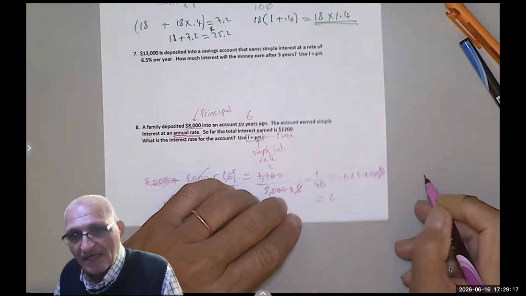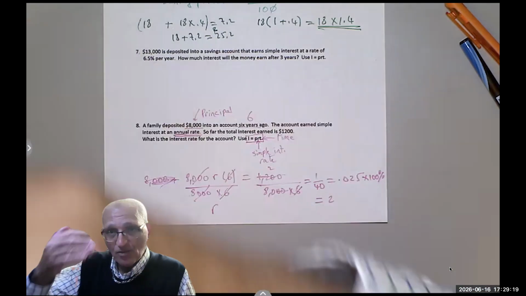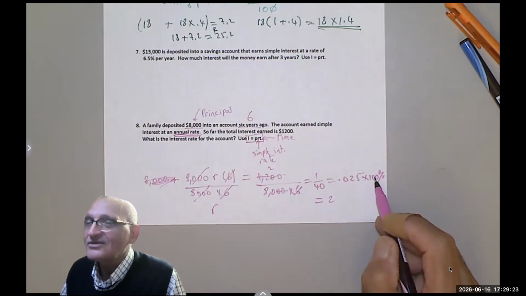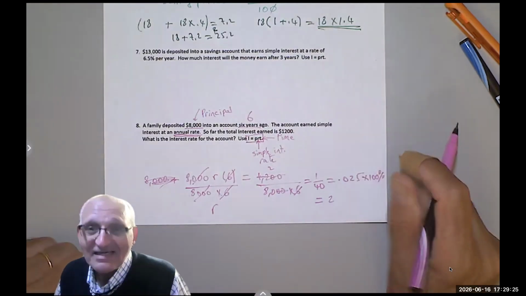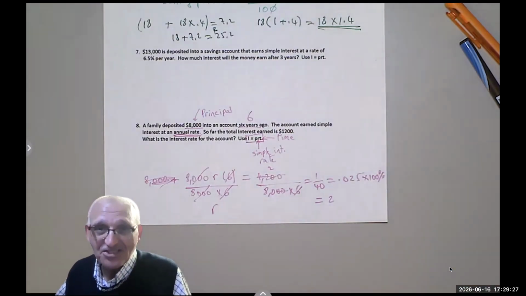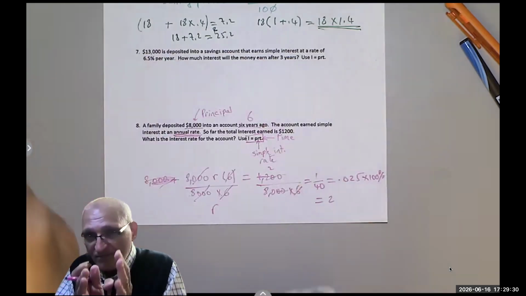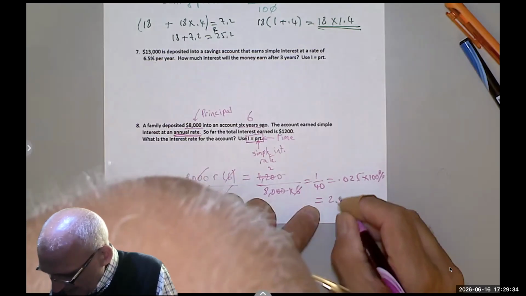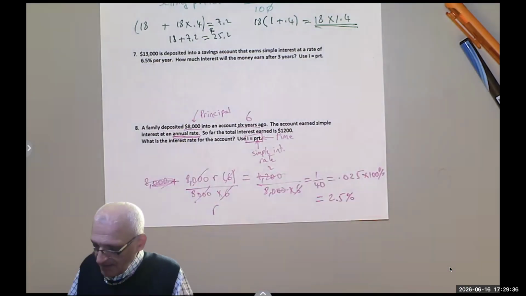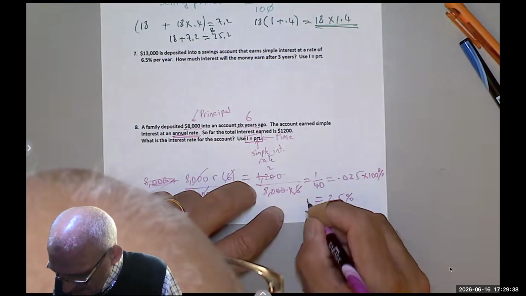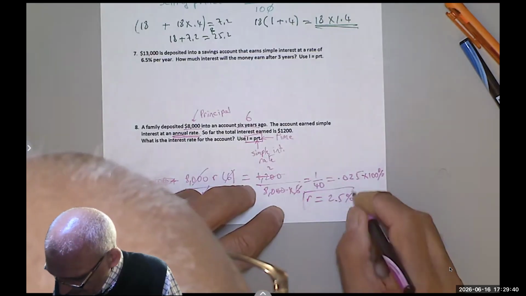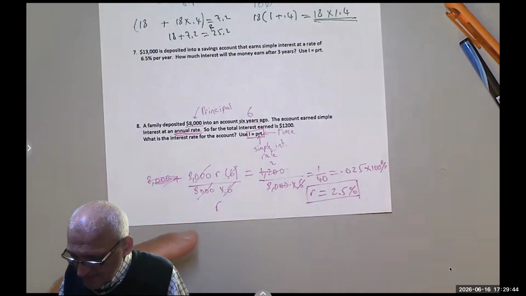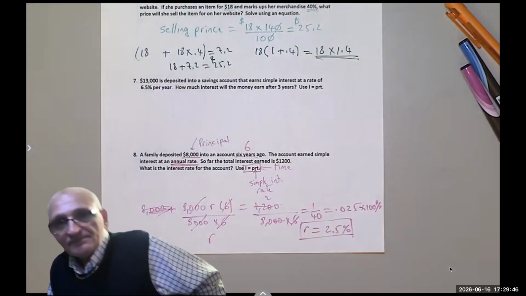Percent is divided by 100. I told you, percent meaning over 100. So I multiply by 100 and I divide by 100. So I didn't change anything. I simply, instead of being a decimal, I make it a fraction. So I get 2.5% is R, the annual interest rate. So the bank was paying 2.5% per year.